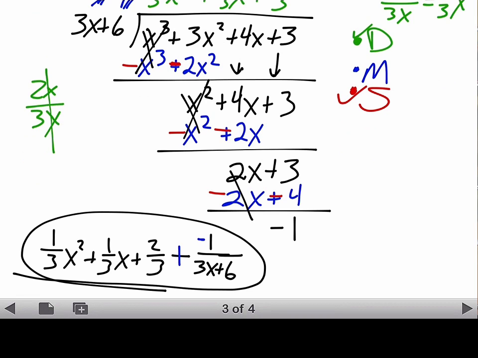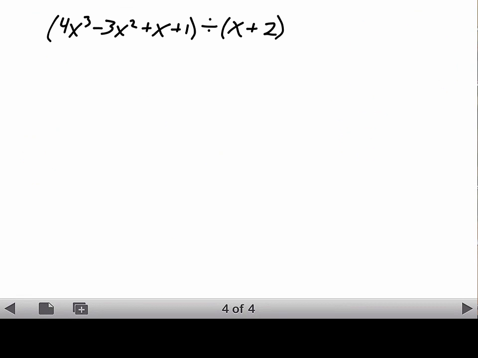If you needed to identify the quotient, you could do so. If you needed to identify the remainder, you could do so. Cool. Our next example is 4x cubed minus 3x squared plus x plus 1 divided by x plus 2.